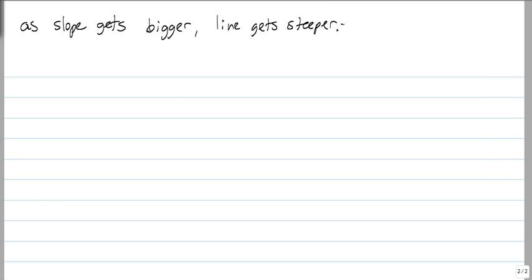Okay? And it doesn't matter which direction it's going. We talk steep as in slope only. So if it's negative versus positive, it doesn't matter. A steeper negative one would be bigger than the less steep positive one, or steeper. So, all right, let's try to see which one's steeper.